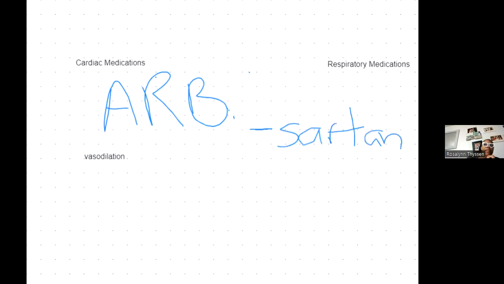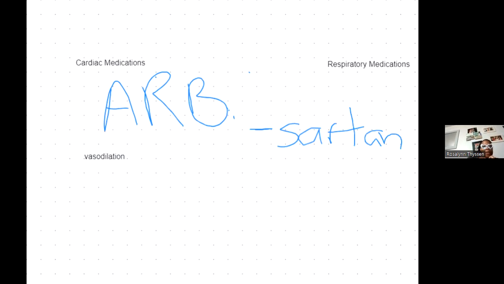They work very similarly to ACE inhibitors. You may have some of the same side effects, not the dry cough, not a whole lot of angioedema, but you will have that first dose drop in the blood pressure. They may be dizzy, things like that. Okay.